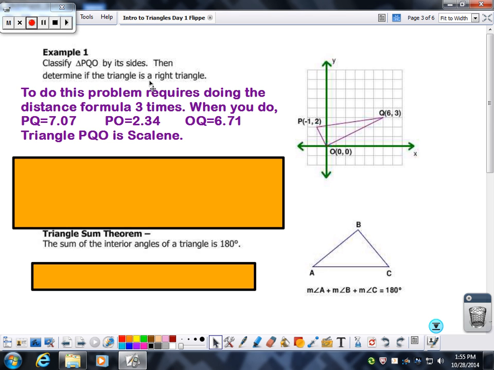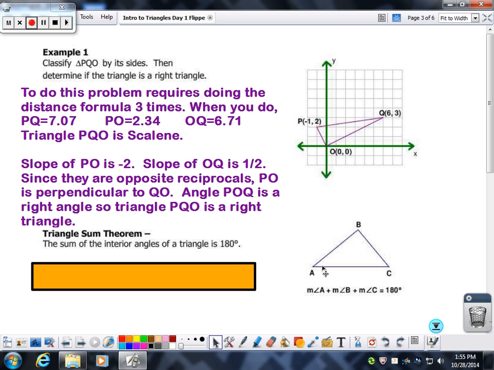Next thing it asks us to do is determine if it's a right triangle. Now we know if it's a right triangle, it's got to have a right angle in it. The way to see if this is a right angle, it looks like it could be, but let's figure it out. We need to figure out the slope of PO and the slope of OQ. I went ahead and did that. The slope of PO is negative 2 because we're going down 2, right 1. The slope of OQ is 1/2 because we go up 1 over 2. Those are opposite reciprocals, so they're perpendicular. If they're perpendicular, that forms a right angle. So triangle PQO is a right triangle. More specifically, it is a scalene right triangle.